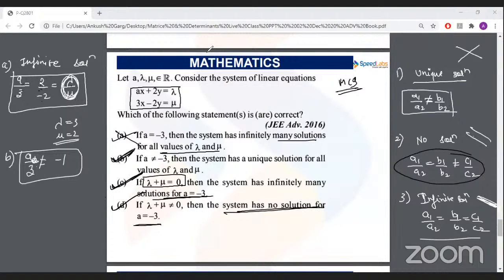So can you see, guys, in JEE Advanced 2016 you got a question based on 10th standard, right? And it is an MCQ, so it will be +4. Okay, so B, C, D is the correct answer.